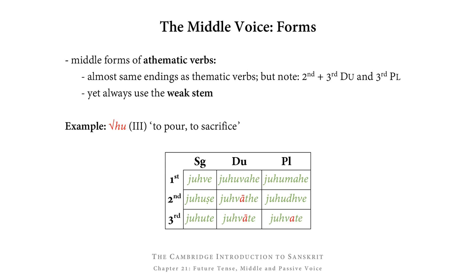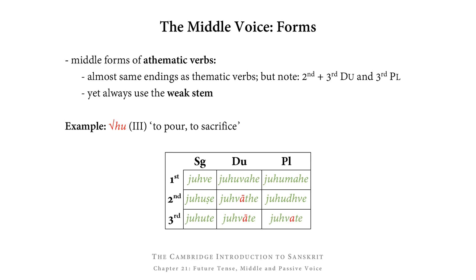As an example, let's look at hu, which is class 3, meaning to pour or to sacrifice. Now, we've already seen this verb in the active, juhomi, juhoshi, juhoti, and so on, but it actually also has middle forms. And as we said, in the middle, you only find the weak stem, so that would be juhu, and to that you add your middle endings.